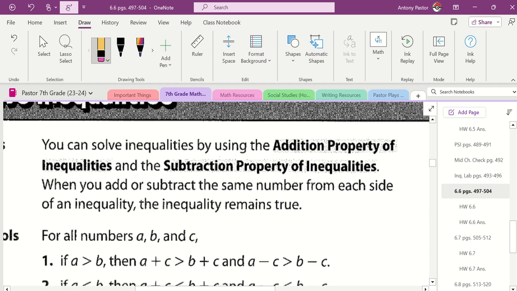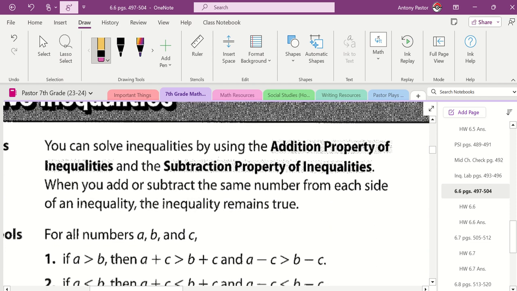Okay, this needs to be in your notes, just so you guys know. You can come back to this and write this down, but again, it's the same idea. The addition property of inequalities and subtraction property of inequalities are the exact same thing as the other one, where you subtract a number from both sides and add a number to both sides. The only difference is they add the word inequalities to it.